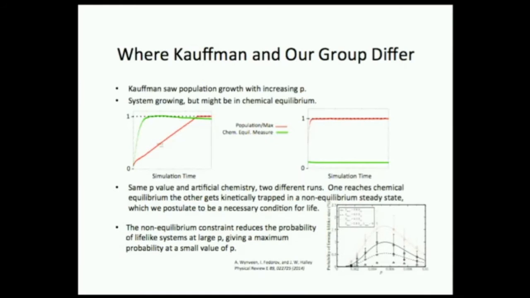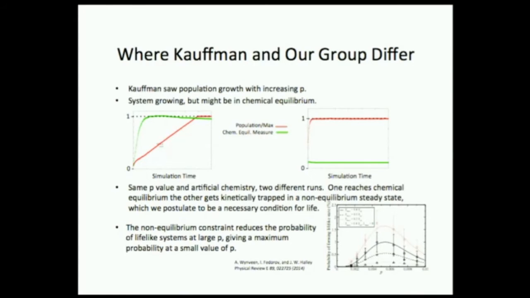I would like to go over where Kauffman and our group differ. When Kauffman simulated these models, he saw population growth with increasing P. Here I have a little example where red is the population as a function of simulation time, and we see that it increases. However, the system might be growing, but it might be in chemical equilibrium. Here I have two runs with the same P value, artificial chemistry, and chemical network. And this one, although it's growing, reaches a chemical equilibrium.